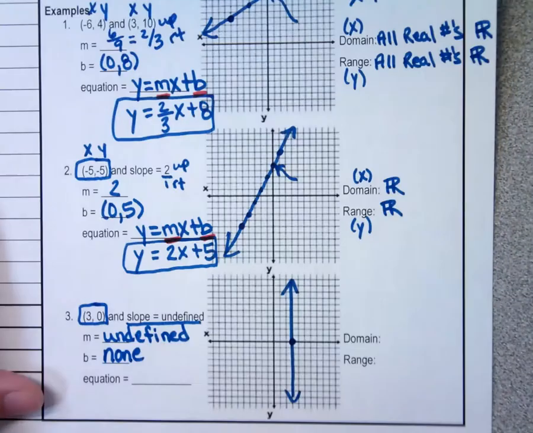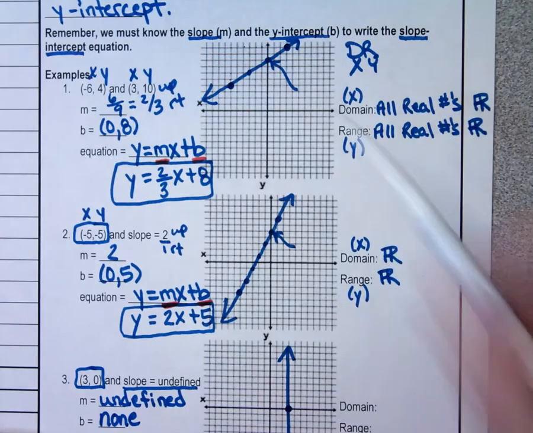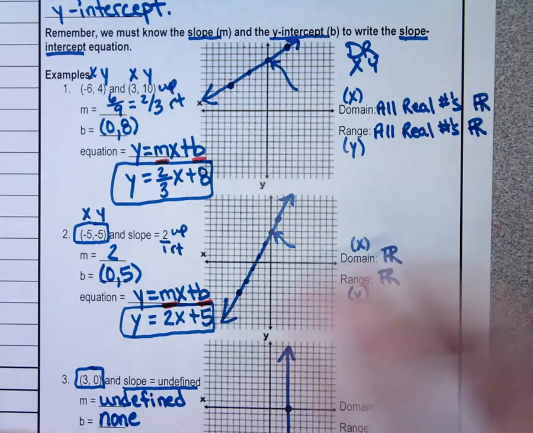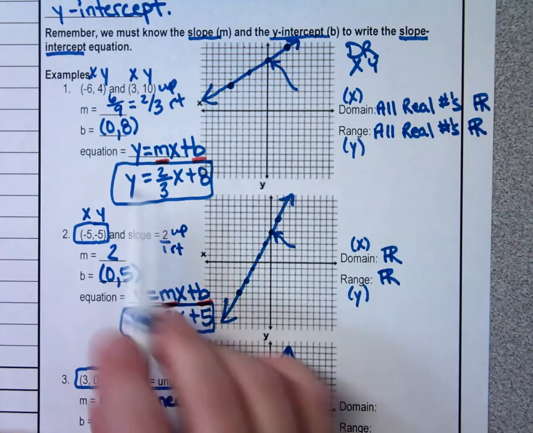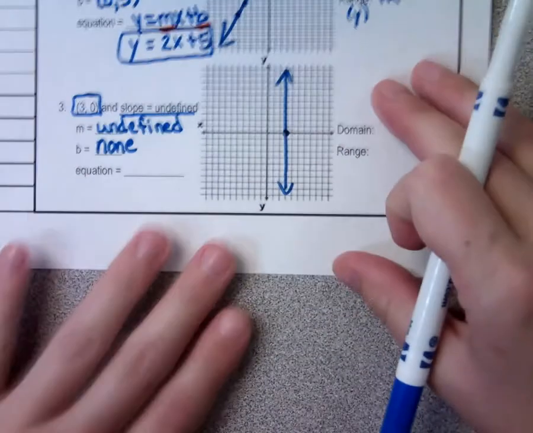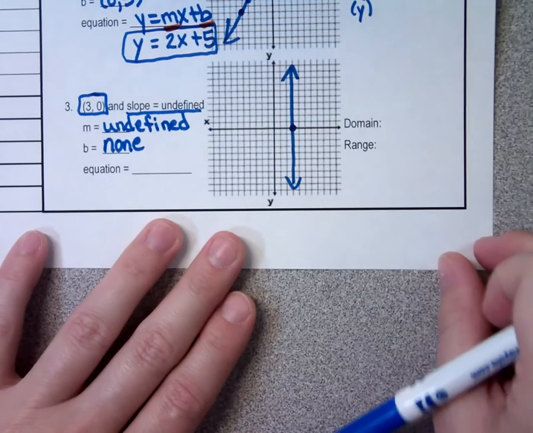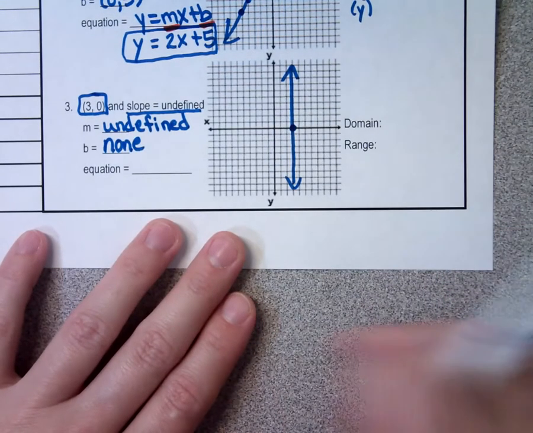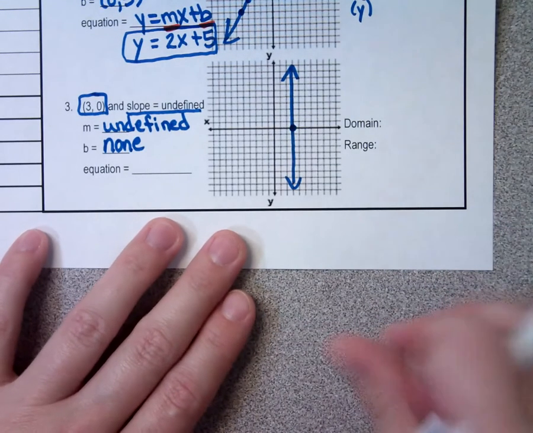So one thing I want you to know is if you ever see a diagonal line, you're going to have an x and a y in the equation. Diagonal line, x and a y in the equation. If you don't see a diagonal line, there's only going to be one letter in the equation. It will either be x equals or y equals?